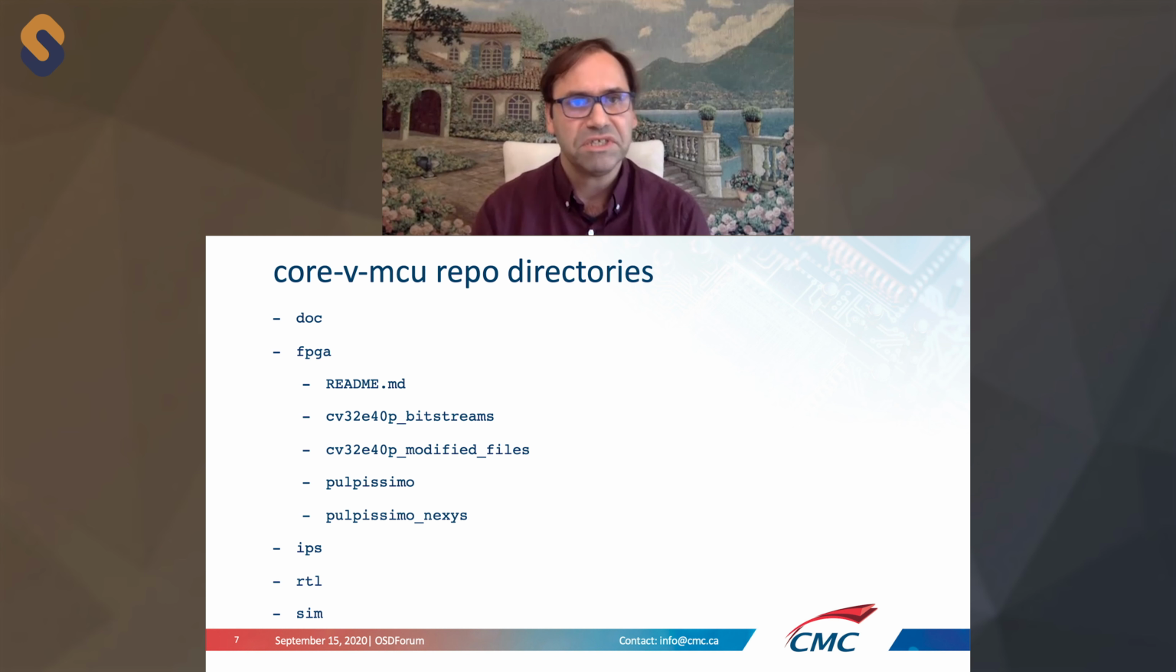So in terms of the Core 5 MCU repo, I'll just highlight some of the information that's in there. There's a doc directory where you'll find the data sheet for the Pulpissimo platform, which may be useful to refer to. There's an FPGA subdirectory, and a lot of the instructions for using and programming the FPGA platform will be in the README file there.